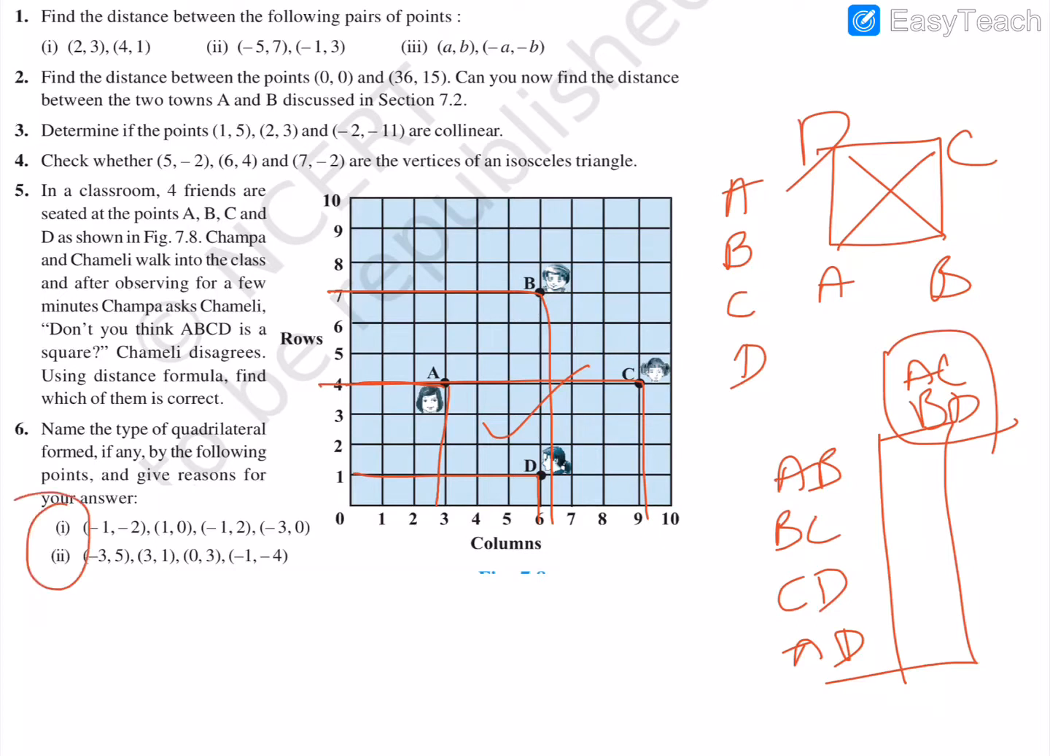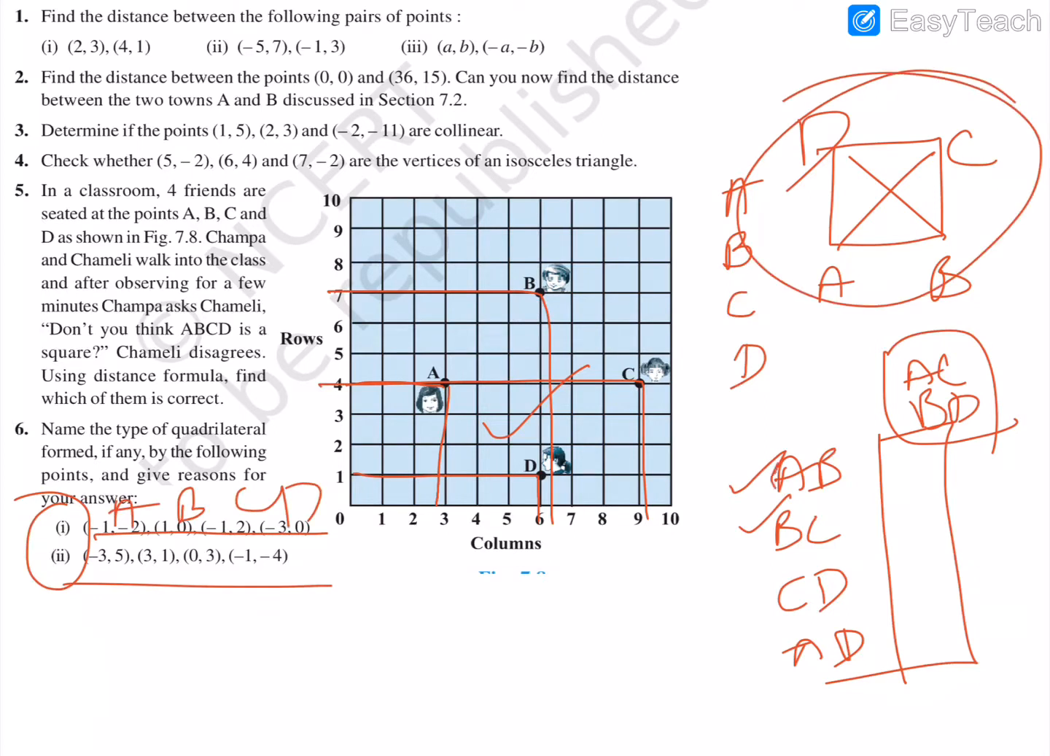And this question is also similar. Type of quadrilateral they are asking. Simply we will find this way. We will name them A, B, C, D. We will draw a diagram like this. We find out AB, BC, CD, AD and AC, BD. And I have given you criteria for parallelogram, rectangle, square as well as rhombus. So you can find out what kind of quadrilateral that is.